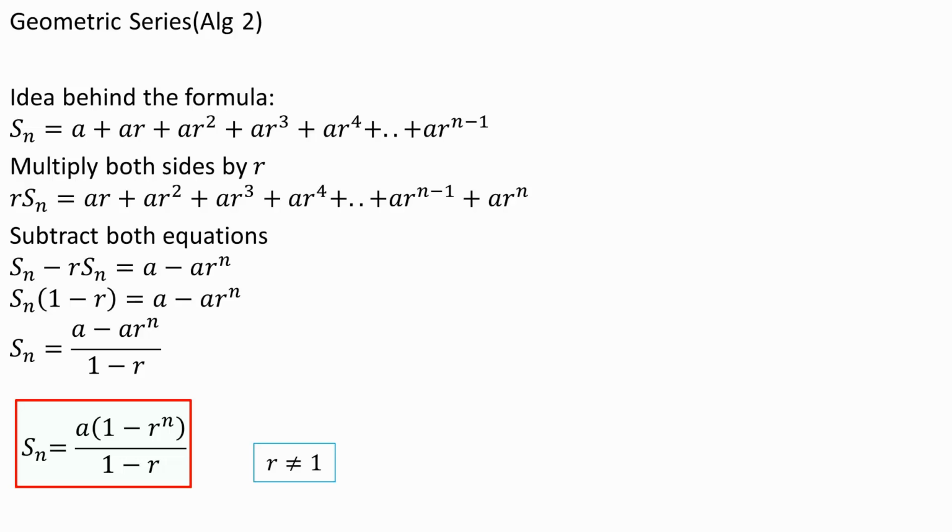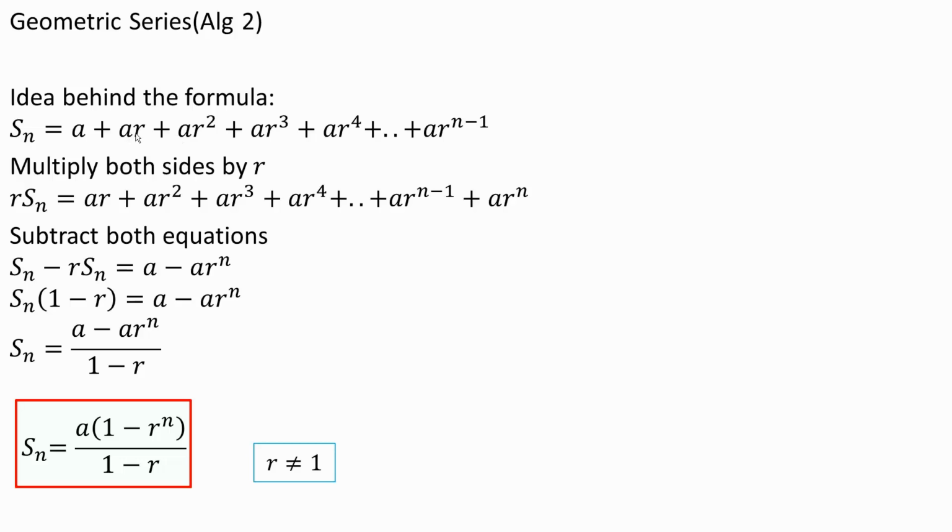Okay, in this video we will go over geometric series, and first I will go over this formula for geometric series, and the idea behind it. We know with a geometric sequence that the ratio of consecutive terms will be a constant. And so with a geometric series, each term is multiplied by a constant.